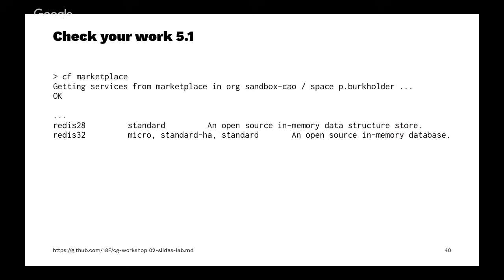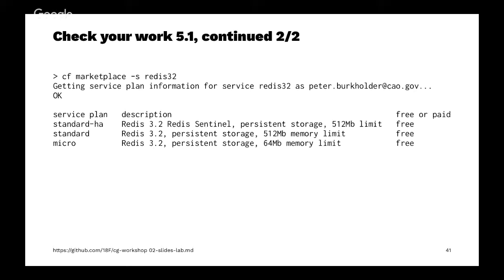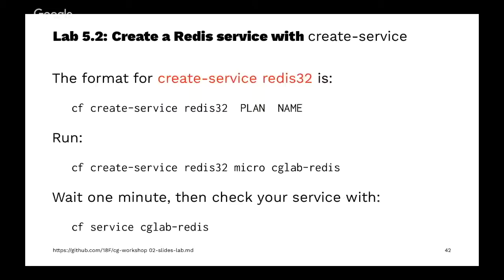And the output you'll get from this shows that there's a couple different Redis options, and you'll see with marketplace -s some of the details about the HA, the standard plan, and the micro plan. At that point, you can go ahead and create a service.